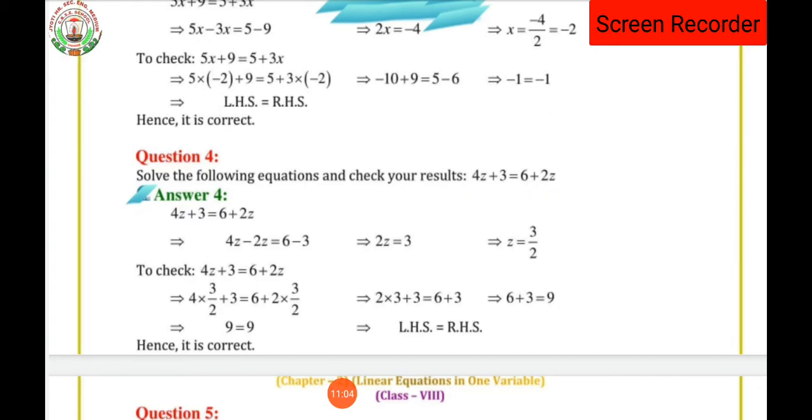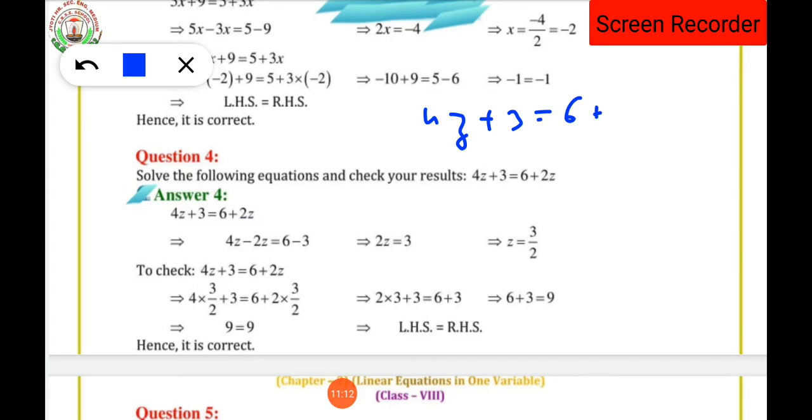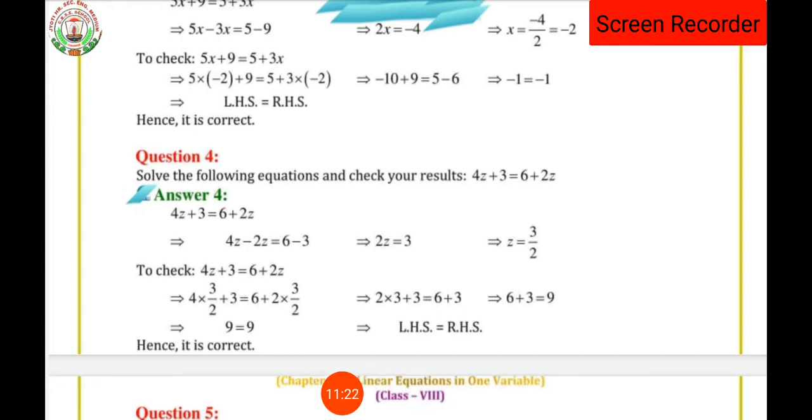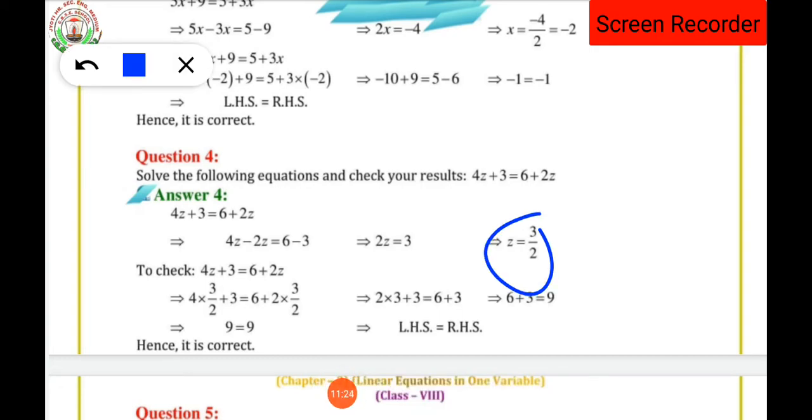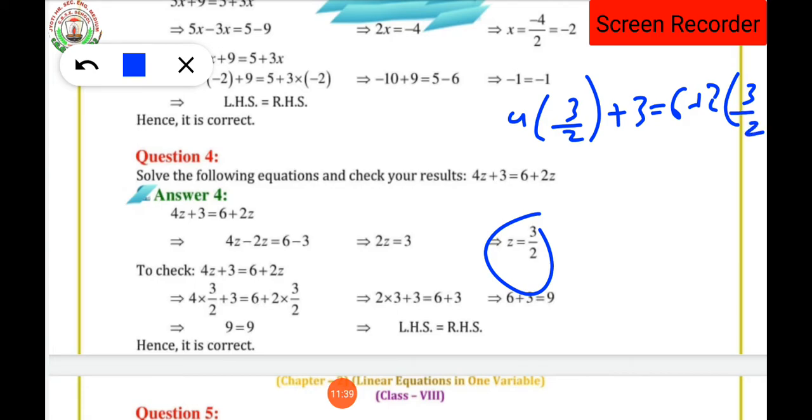Now this value we have to put in place of z. Clear? So how to put? It is very simple to put. So 4z plus 3 is equals to 6 plus 2z. In place of z we have to substitute the value. So 4 into 3 by 2 is the result, isn't it? So here 4 into 3 by 2 plus 3 is equals to 6 plus 2, and inside the bracket, because 2z is there, the z value is 3 by 2.